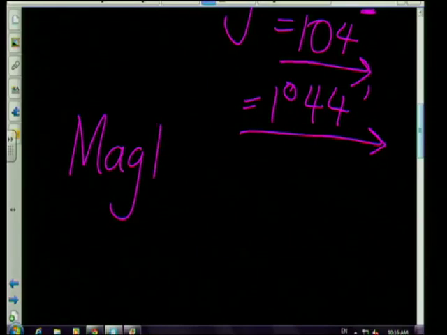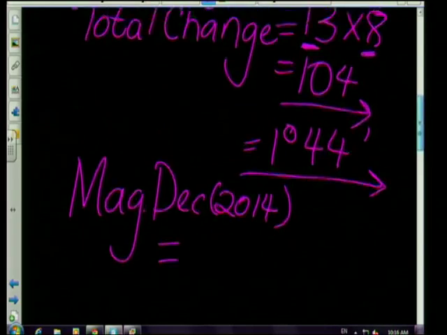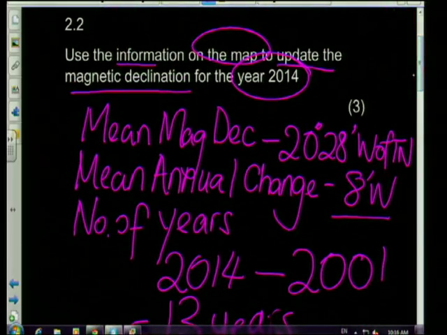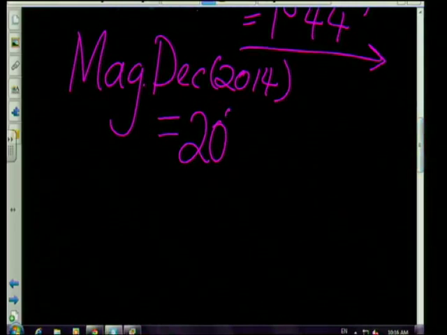So, magnetic declination for 2014. In order to do this, let's go back, our mean magnetic declination is 20 degrees and 28 minutes. 20 degrees and 28 minutes.